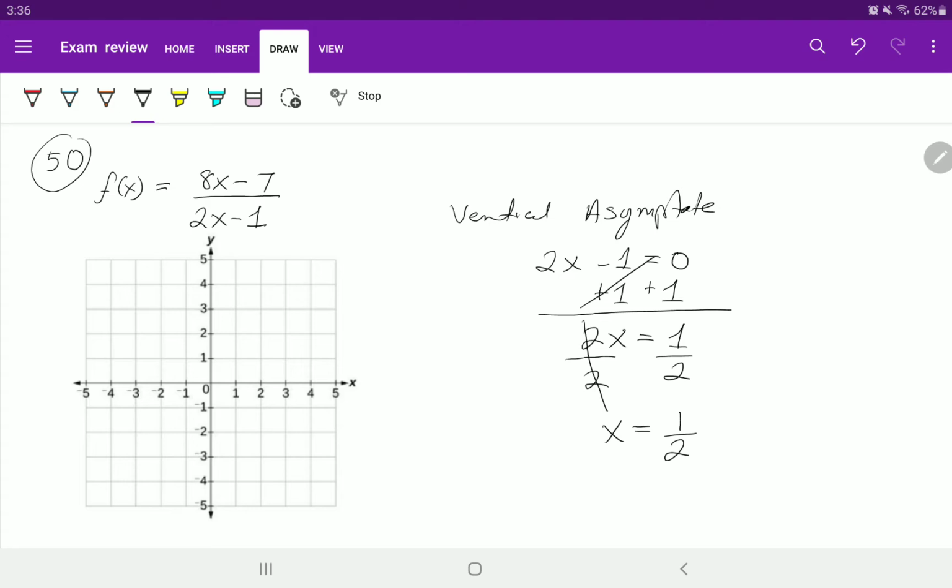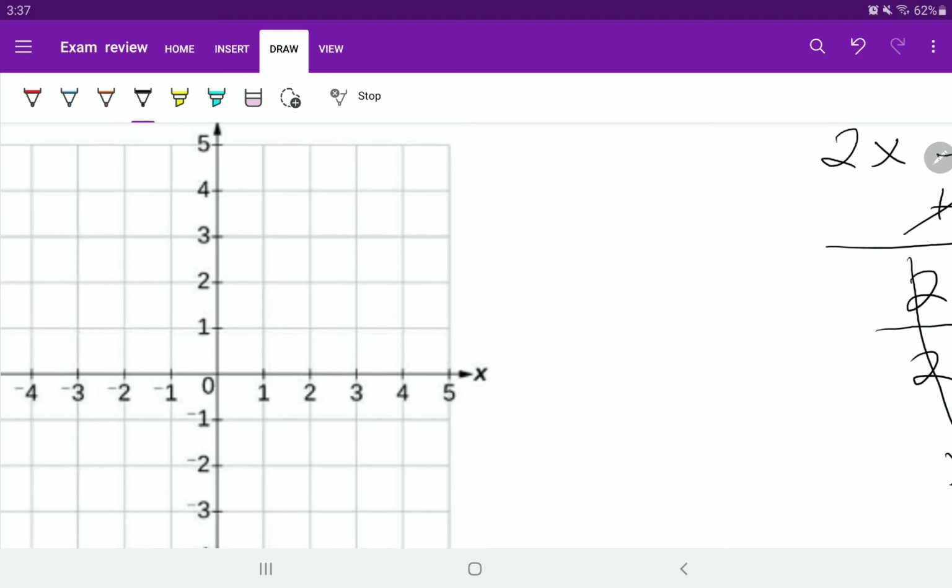Now remember, when you have an equation in terms of x, and you graph that, it is going to be a vertical line. A vertical dashed line, by the way. Dashed line through 1/2. So let's go to 1/2. Let's zoom in. 1/2 is between 0 and 1. We're going to draw a dashed line through 1/2.